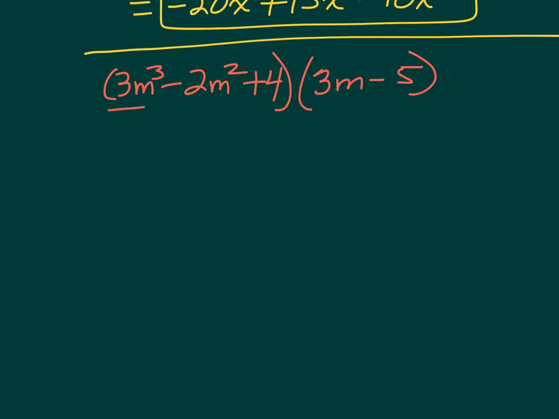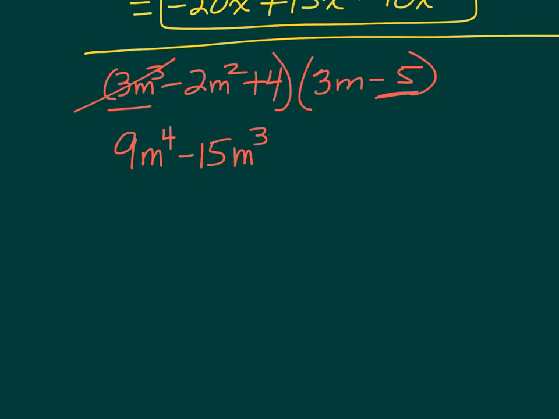So what I'm going to do, I'm going to distribute the 3m cubed. When I get that done, I'll distribute the negative 2m squared. When I get that done, I'll distribute the 4. That's it. So let's take the 3m cubed through. If I take 3m cubed times 3m, that would give me 3 times 3 is 9, and adding the exponents, 3 and 1 would give me m to the fourth. Then I'll take 3m cubed times negative 5, which would be negative 15m cubed. And we're done with the 3m cubed.